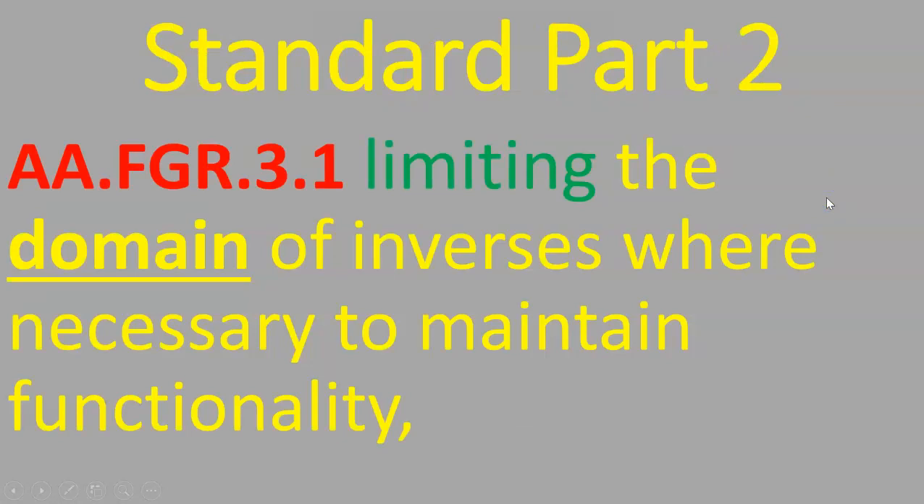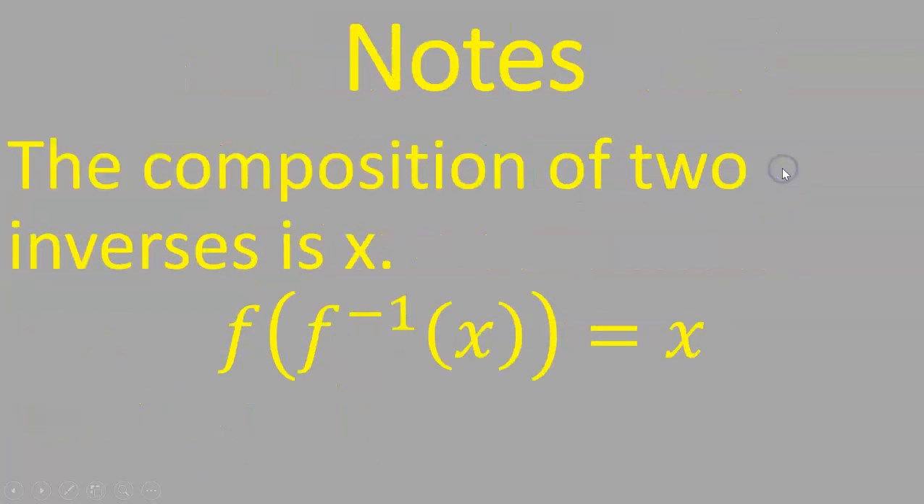The second part of the standard says to limit the domain of inverses where necessary to maintain functionality. Okay, we want the inverse to actually be a function, so it must pass the vertical line test. The composition of two functions, or two inverses rather, is x. Okay, so if you take f of f inverse of x, that should be x.